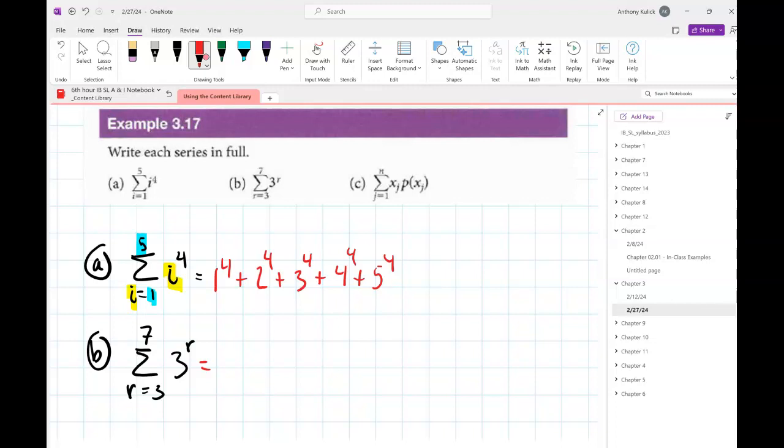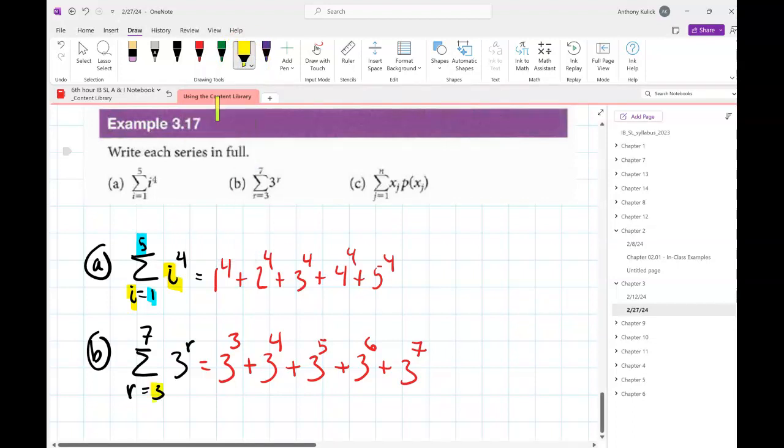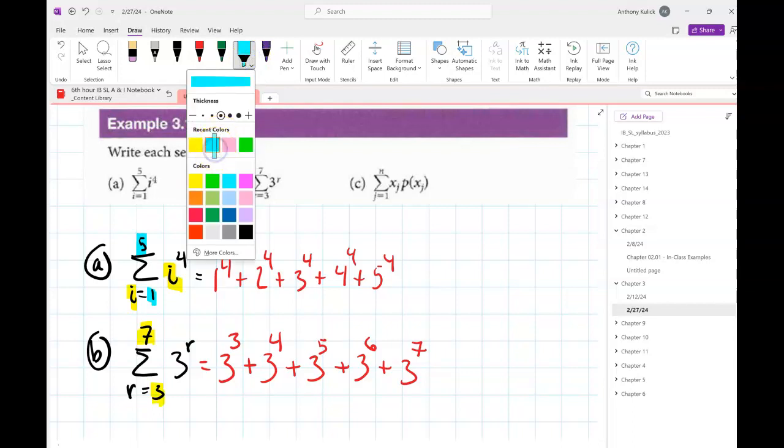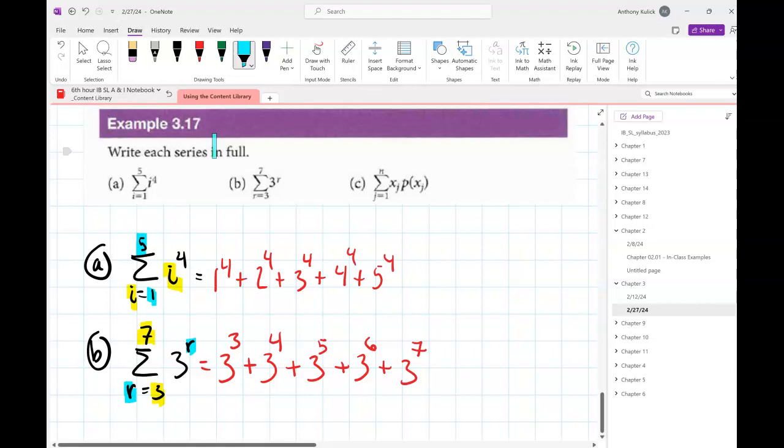All right, who can do part B for me? Tell me what to write. Because the R is what's changing, right? So R is taking on the values from 3 to 7. So wherever the R is, I start with 3, plug that in, and then just do plus, and then plug 4 in, plus 5 in, and so on.